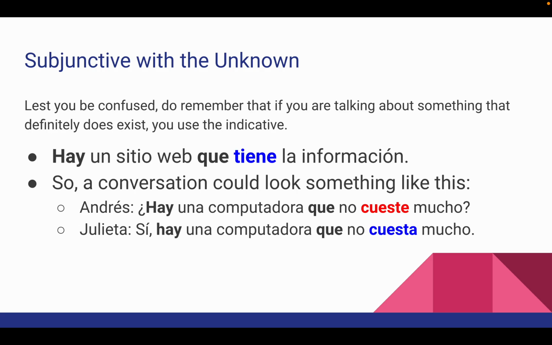Lest you be confused, do remember that if you are talking about something that definitely does exist, you use the indicative. Hay un sitio web que tiene la información. There is a website that has the information. So a conversation could look something like this. Andrés, ¿hay una computadora que no cueste mucho? Cueste being the subjunctive, because you don't know if there is, you just hope there is. And Julieta says, sí, hay una computadora que no cuesta mucho. She says, yes, there is a computer that doesn't cost much.